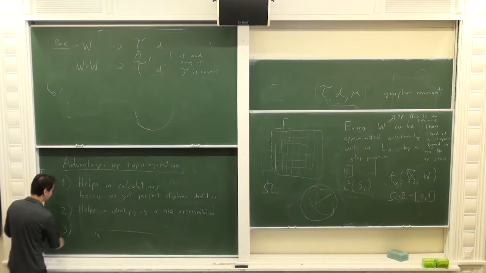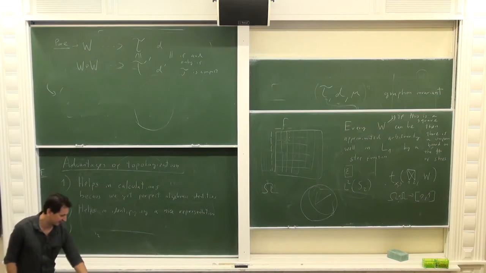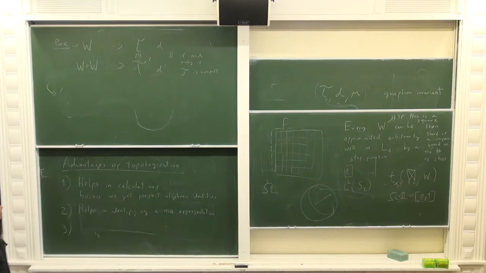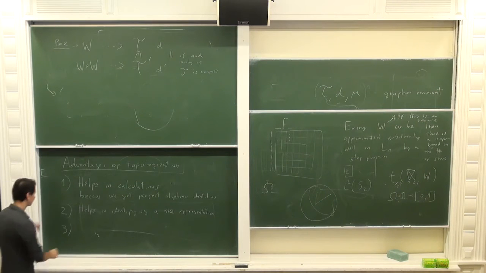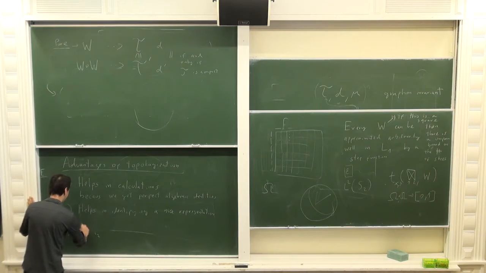The third advantage is that with the help of these topologizations, you can introduce the automorphism group of a graphon, and it turns out to be again a nice notion. I will just say a few words about that.